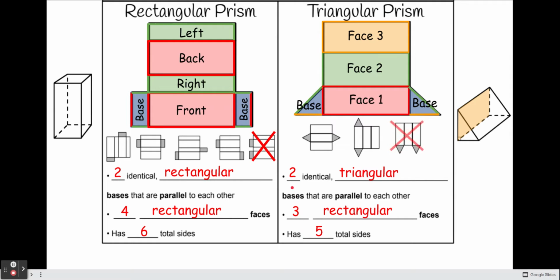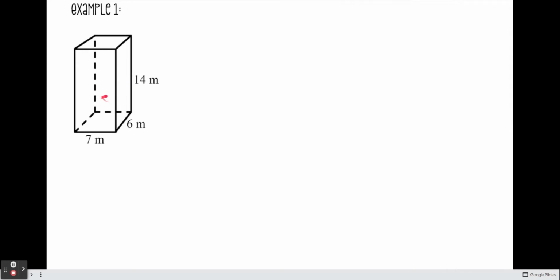Let's go ahead and get started. Also, remember the bases need to go on both sides. It could be in the middle, on the side, on the top, on the bottom, but they need to be on both sides. So if I have a base right here, I need to have a base somewhere on the other side, usually on the same piece. Let's go ahead and look at some examples.